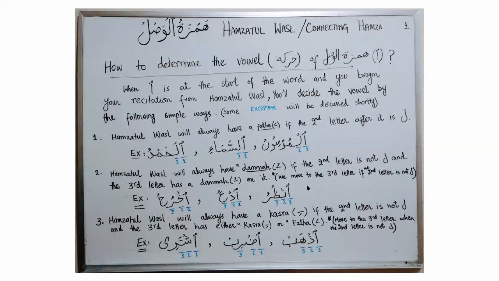Once you reach the third letter, you will put dhamma on Hamzatul Wasl if the third letter has dhamma. So dhamma with dhamma, otherwise if the third letter has kasra or fatha, you will always put kasra on Hamzatul Wasl. So dhamma with dhamma, otherwise kasra.